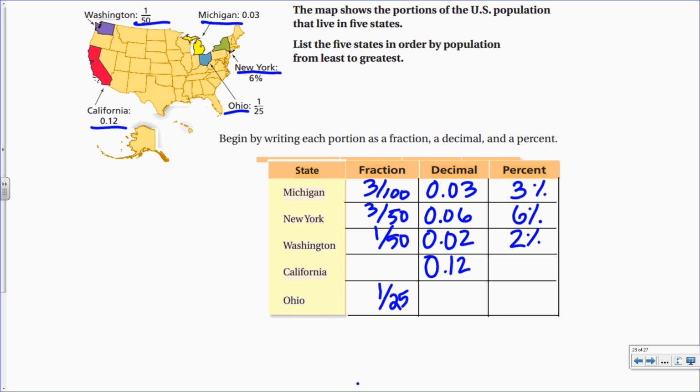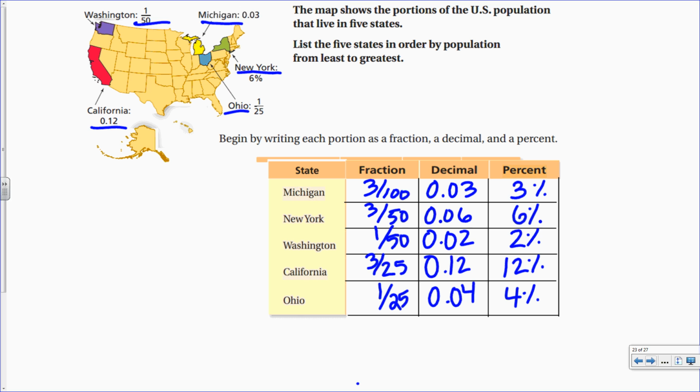Now California is 0.12, which is 12%. Whoa, that one's a lot bigger. And 12% is 12 over 100. And you can reduce that down because you know that they're both even to start with. But 4 also goes into them, so you can reduce it to 3 out of 25. Now Ohio is 1 out of 25. If I wanted to make that out of 100, I would multiply by 4, so it's 4 out of 100, or 4%. Or you could have divided 1 by 25. And if you do 1 divided by 25, you get 0.04, which is also 4%.